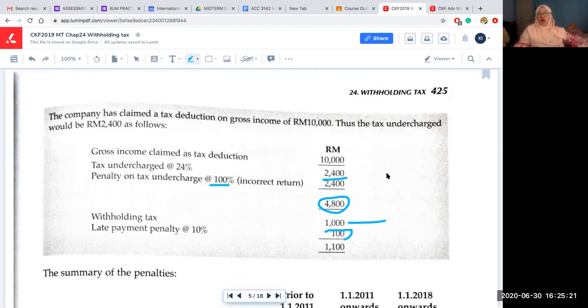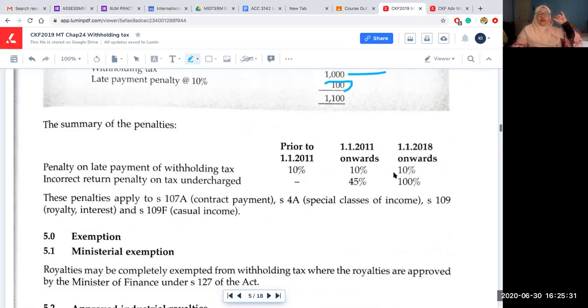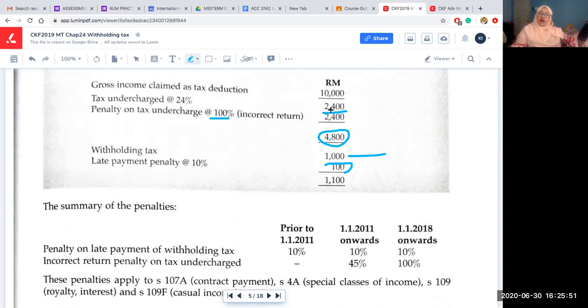So remember that this is a cost to the company. You have to pay additional cost because you have not followed the tax regulation. If you look at the changes in the tax law, previously the penalty was always 10%, and for incorrect returns prior to 2011 there was no penalty. But from January 2011, the penalty was 45% only, so instead of paying 2,400 penalty, you only paid 55% of the 2,400. But from 2018, the penalty for incorrect returns increased to 100%.